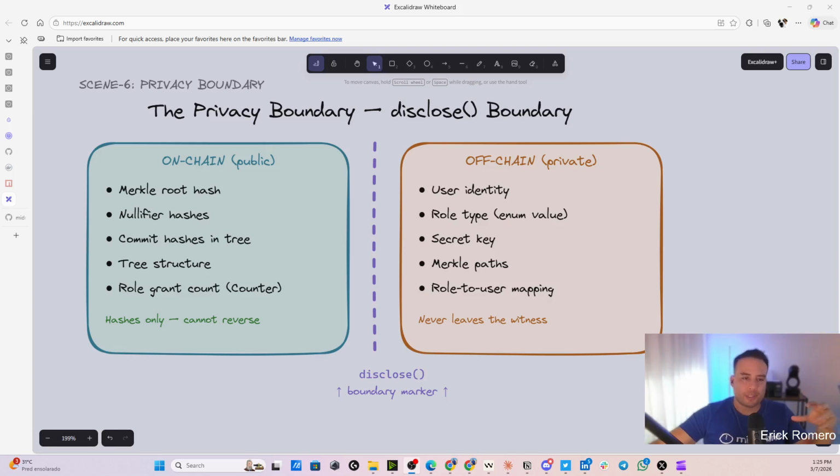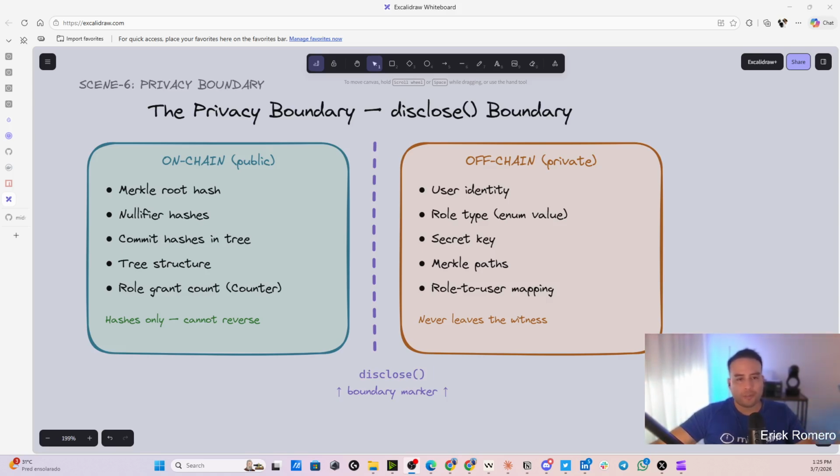An observer sees that a Merkle tree grew by one entry. They see a new nullifier in the set. They can even verify that the commitment and nullifier are well formed, but they cannot determine which user was granted which role. The hash is a one-way wall.